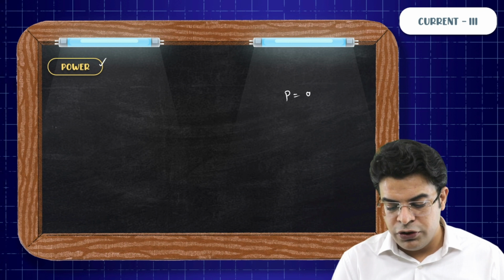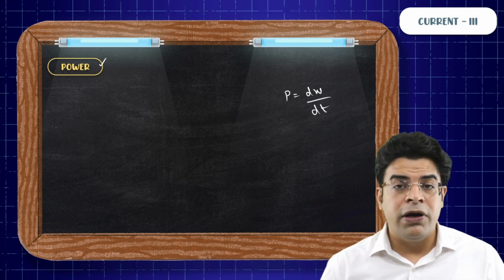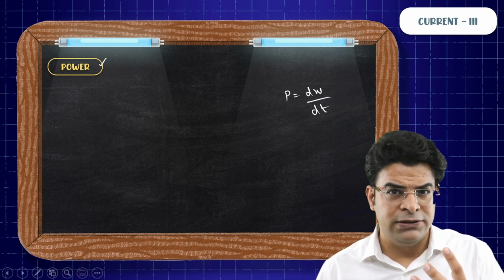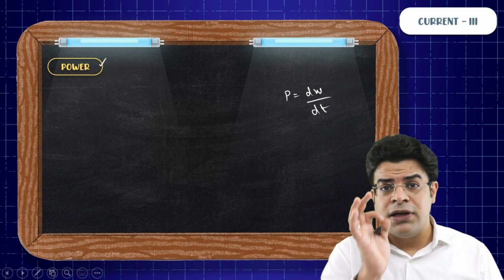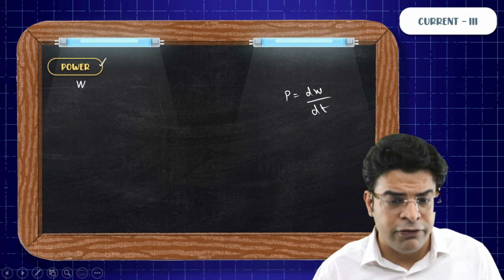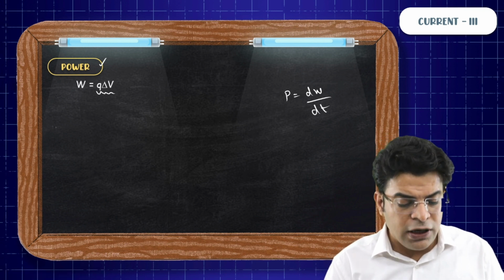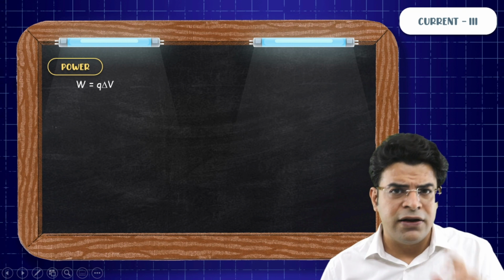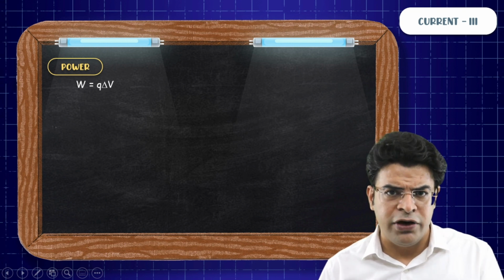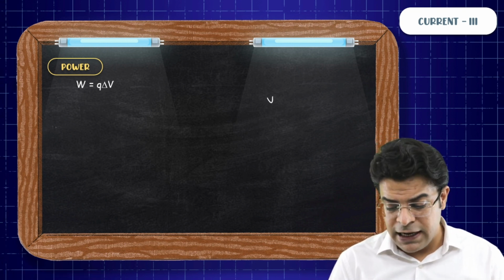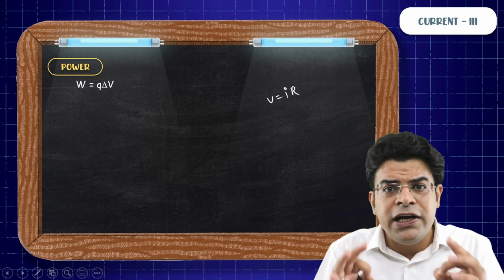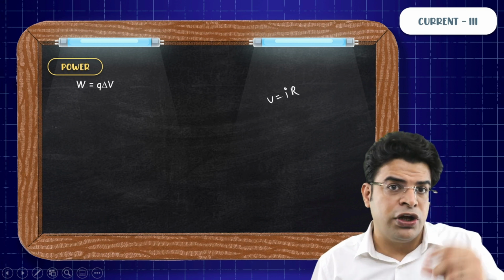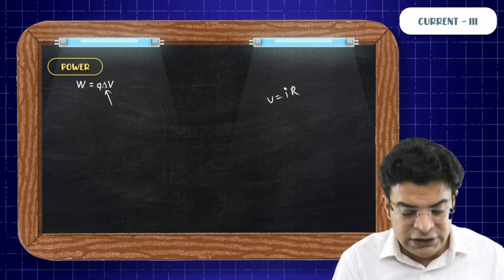Power equals dW by dt. But here we are talking about charges and current. Now we know that when a charge q is accelerated across a potential drop delta V, the work done is given by q delta V. Now in current electricity, rather than writing delta V every time, we write V. We say that V equals IR. We do not say delta V equals IR. But every time we say V here, it means potential drop or the difference in potential.